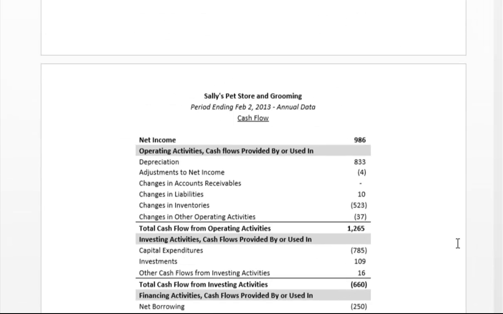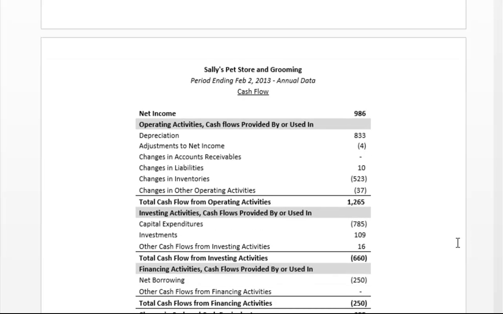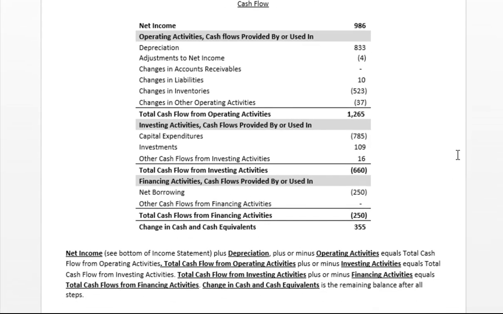Our final item, cash flow, demonstrates how cash moves through a business for any given period, whether weekly, monthly, quarterly, annually. This specific report is an annual report, and the net income of $986 through the various details affecting it shows the change in cash of $355. So there aren't a whole lot of reserves for this business should there be any financial difficulties.